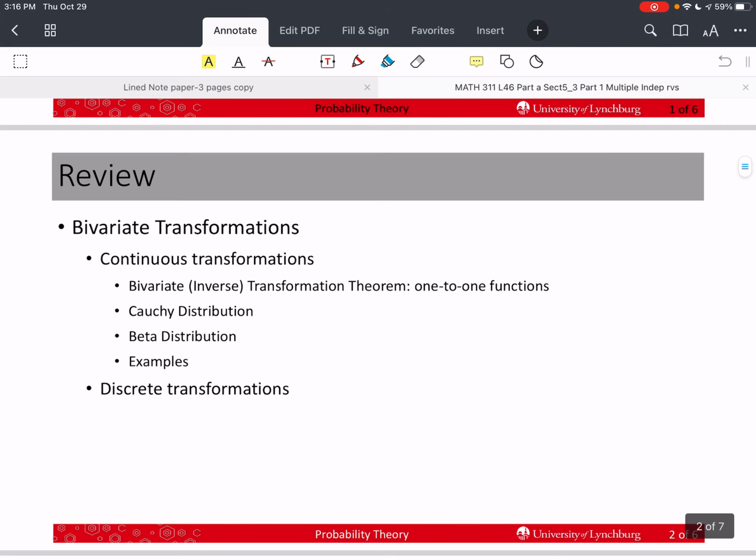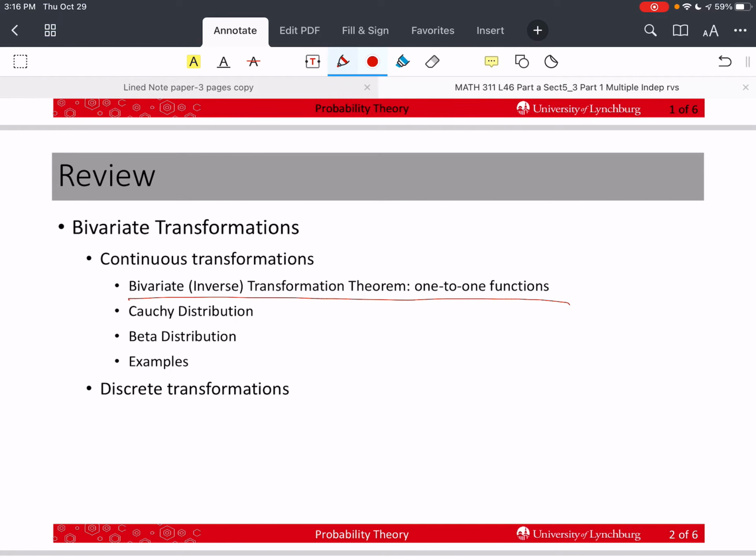In the last section, we talked about bivariate transformations. Mostly, we talked about the transformations of continuous random variables. And we introduced the bivariate or inverse transformation theorem for one-to-one functions. And with that, we did some examples, and one of the distributions that we ended up deriving using these transformations was the Cauchy distribution, the standard Cauchy distribution. And another was the beta distribution, which were new distributions for us.